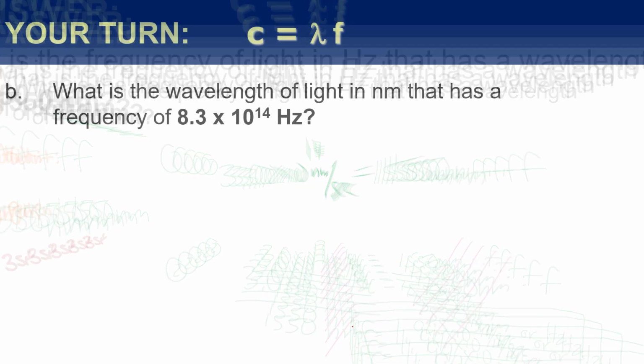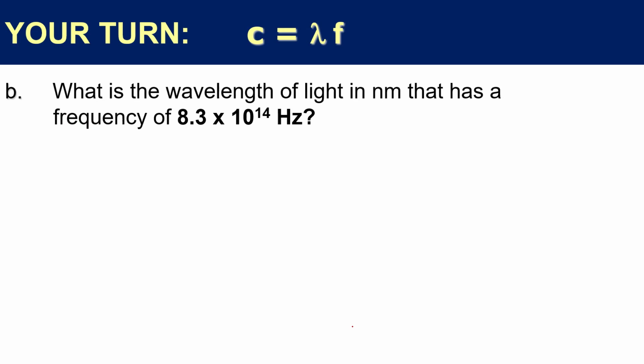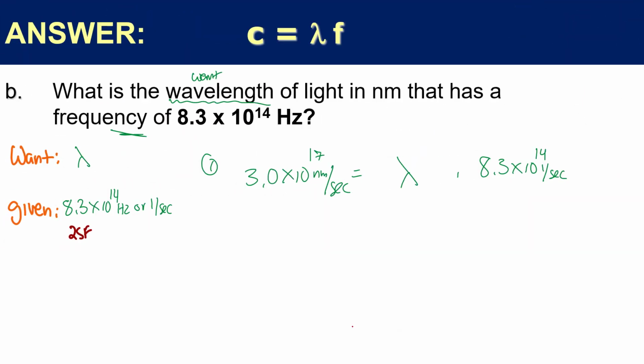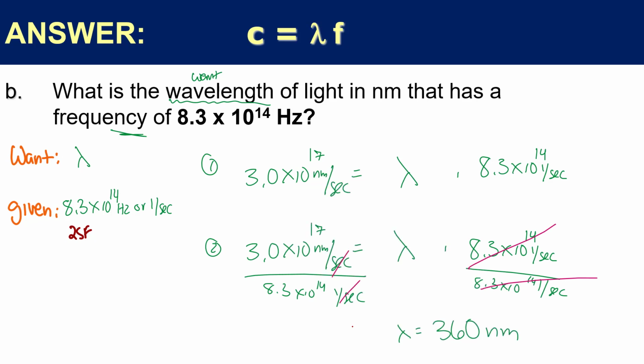Let's try another. Determine the wavelength of light in nanometers that has a frequency of 8.3 times 10 to the 14 hertz. Pause the video now and then unpause when you have an answer. All right, if you did this one correctly, here is your setup. It should be the speed of light equals wavelength times your frequency. And when you solve for x, we should get a wavelength of 360 nanometers to 2 significant figures because I had 2 significant figures right here. Not so bad. Let's try one more.